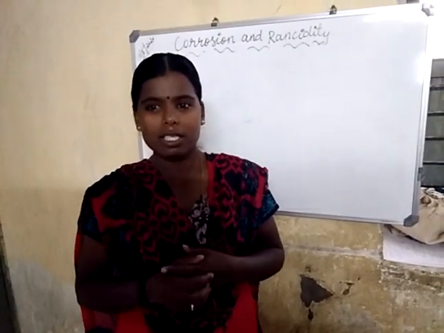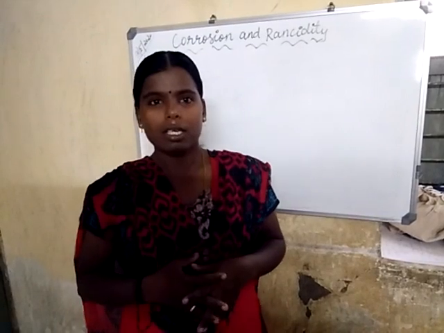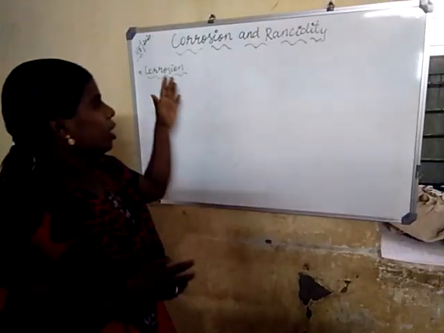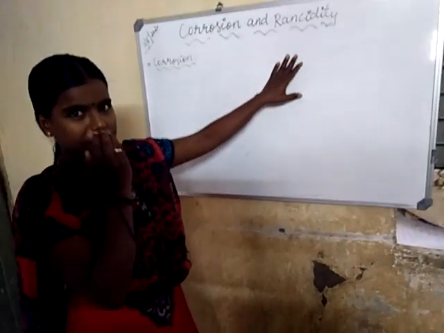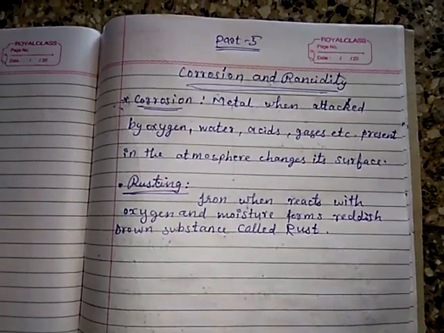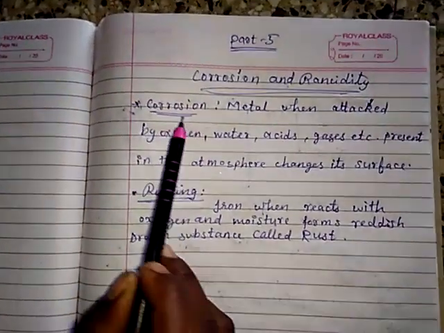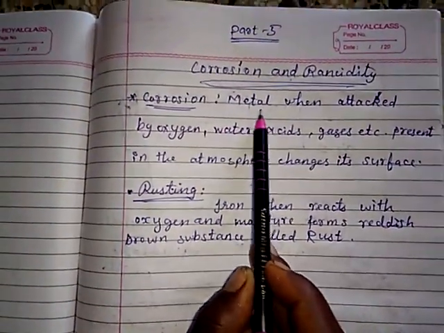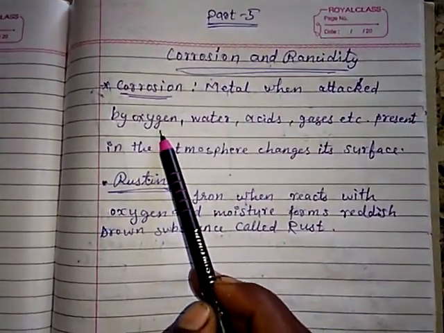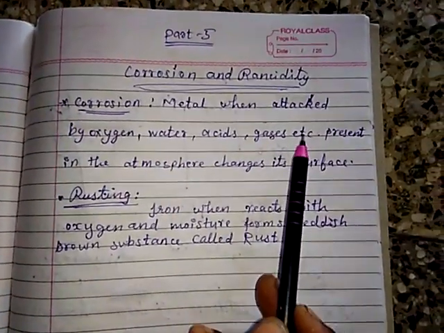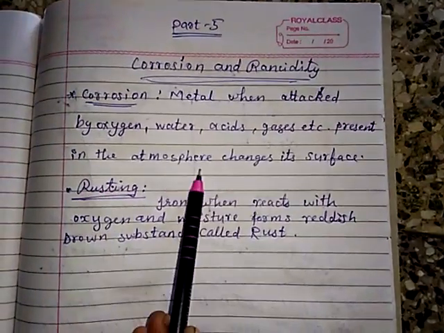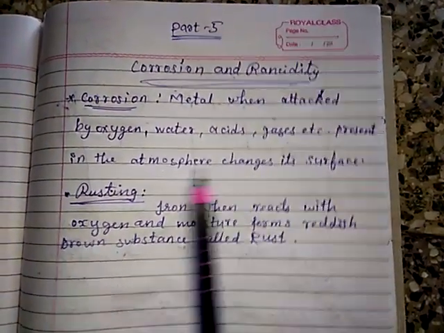This is the last session of the first chapter. Today we are going to see corrosion and rancidity. What is corrosion? Corrosion means metal when attacked by oxygen, water, acids, gases, etc. present in the atmosphere changes its surface.